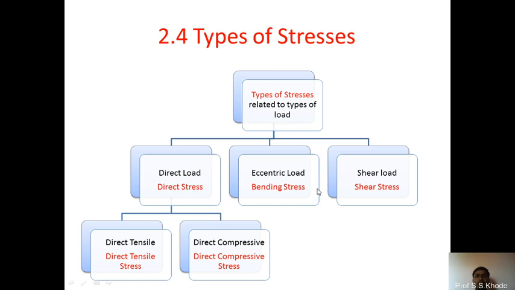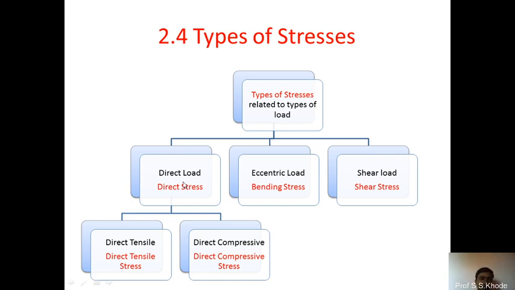Then the various types of stresses. Again, these types of stresses depend on the types of loading on the body. What kind of loading is acting on the body, on the basis of that we will categorize the different types of stresses. So if the body is subjected to a direct load, then the stress induced in the body is called the direct stress.